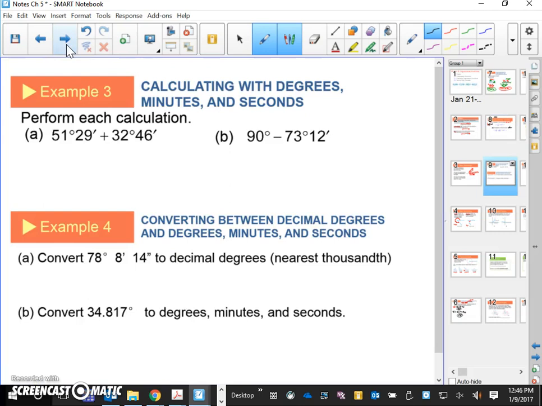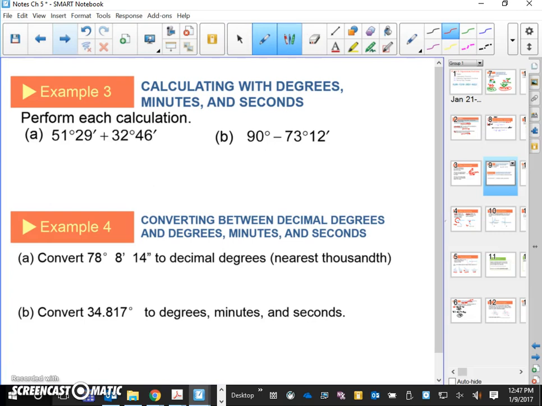When we do example 3, calculating with degrees, minutes, and seconds, all we're doing is adding like terms. If you look at example 3, part A, 51 degrees, 29 minutes, plus 32 degrees, 46 minutes. What that means, don't write this down, is 51 point something plus 32 point something. We're adding the decimal parts. The extra minutes are like a decimal part, a fractional part.